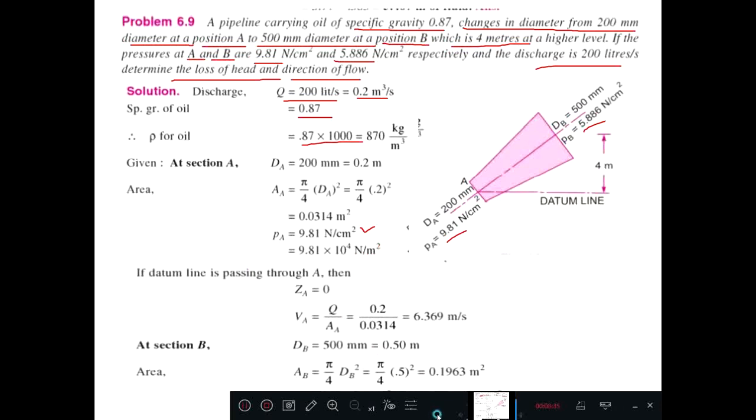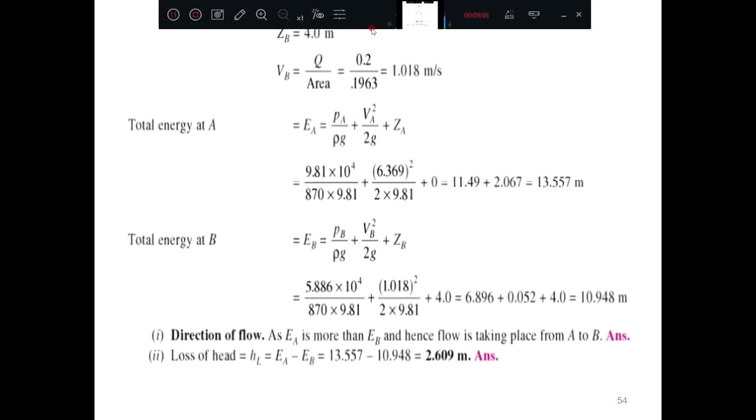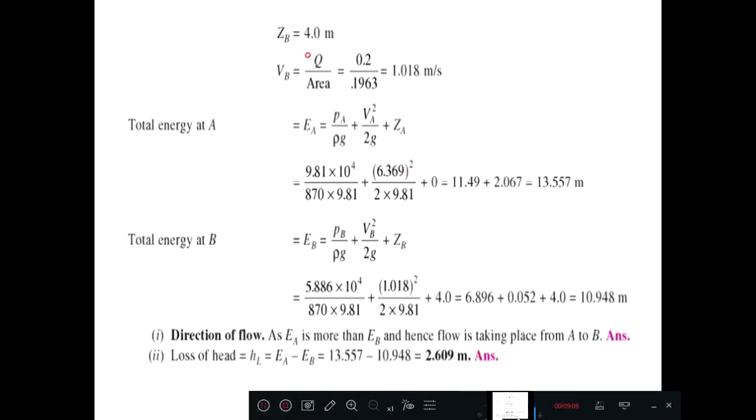If the datum line is passing through A, then ZA will be 0, hence the potential head will be 0 here. Then calculate the velocity, that is Q by A from the continuity equation. At section B the diameter dB is 500 millimeter. Then we have to calculate the area at section B, 0.1963 meter square. Then the potential head at B will be 4 meter. Then calculate the velocity Q by A, and you will get this much.